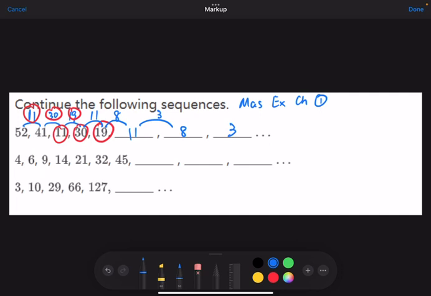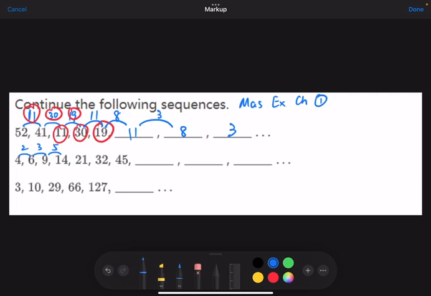Pretty easy. And then looking at the second sequence, we have 4, 6, 9, 14, 21, 32, 45. Again, look for the difference between adjacent terms. That is the most common trick we use when looking at pattern problems. So we have 4, 6, the difference is 2. 6, 9, the difference is 3. 9, 14, the difference is 5. Okay, 2, 3, 5. This looks really familiar. You should be aware of this by now.